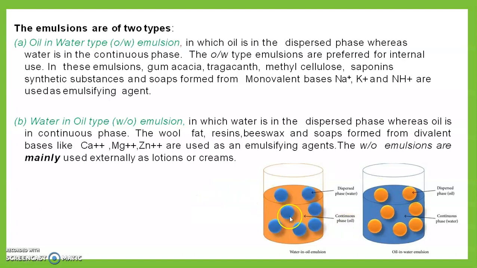Here is the water in oil type of emulsion, and this is the oil in water type of emulsion. In this, these are the dispersed phase, and this one is the continuous phase. In the oil type, this is oil, and here water is the dispersed phase.